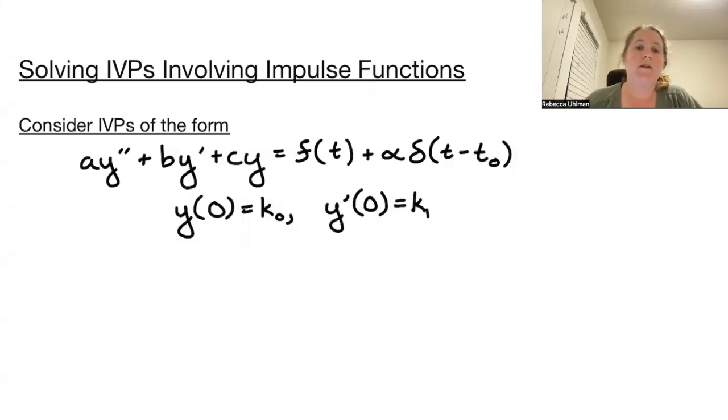Welcome to solving IVPs involving impulse functions. So let's consider IVPs of the form ay'' + by' + cy = f(t) + α δ(t − t₀), with y(0) = k₀ and y'(0) = k₁.